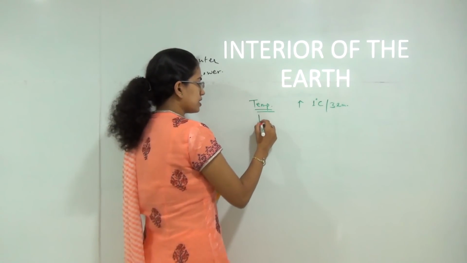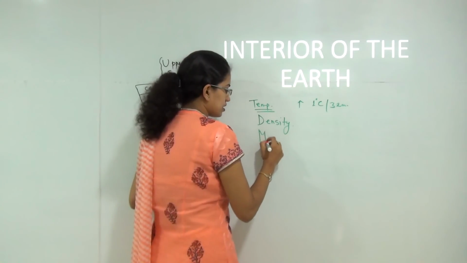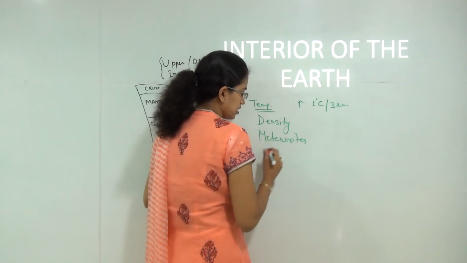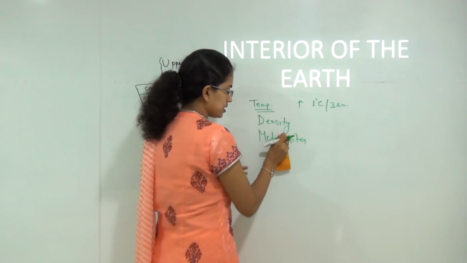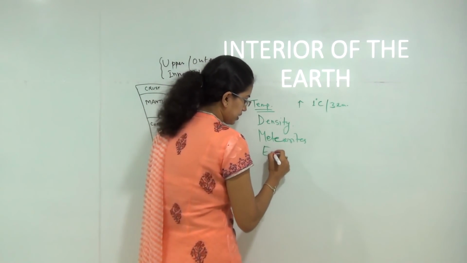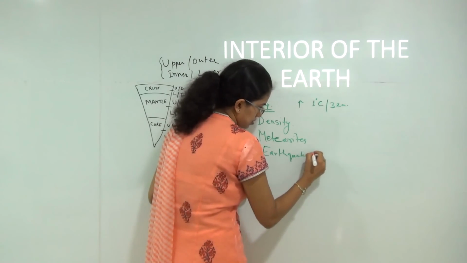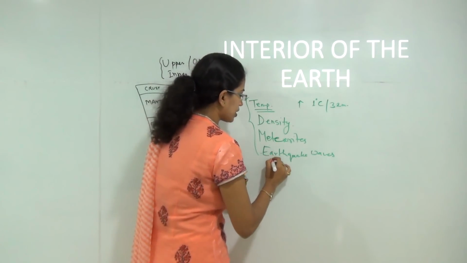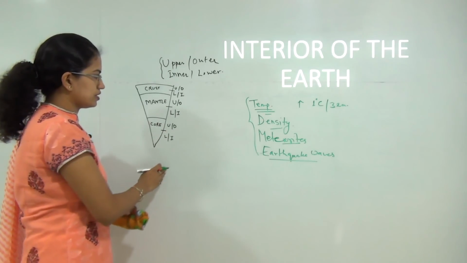So one of the parameters that we consider is temperature. The next parameter is density. The third parameter is the effect of meteorites. And the fourth parameter that we consider is the earthquake waves. So all these broadly govern the pattern of the interior of the earth.